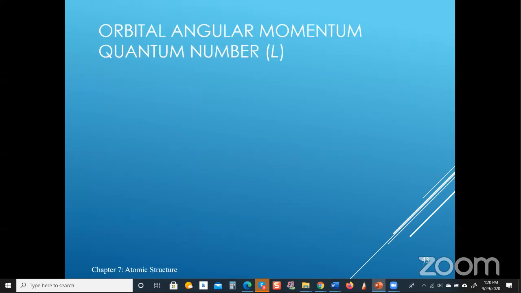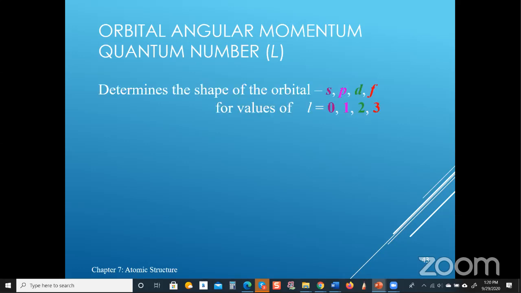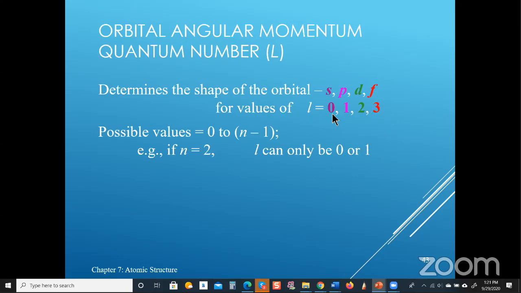Then the next one is the orbital angular momentum quantum number, or the L value. This determines the shape of the orbital. Now, the possible values of L go from 0 to 1 to 2 to 3. And there's a letter designation for each of these L values. So if L is equal to 0, that refers to an S orbital. If L is equal to 1, that refers to the P orbital. If L is equal to 2, that refers to D orbitals. And if L is equal to 3, that refers to F orbitals, all right? So those are the possible values of L, all integers starting from 0 to 3, and these are the corresponding letter designations.